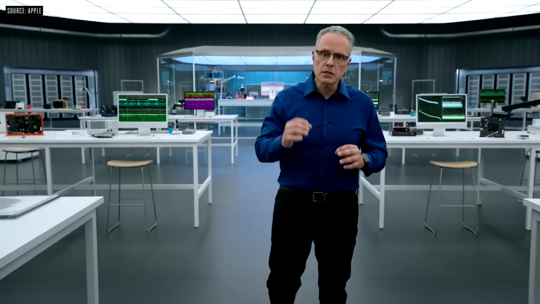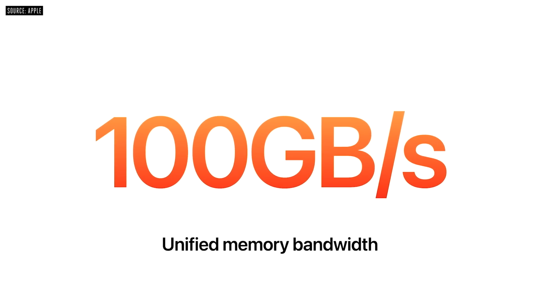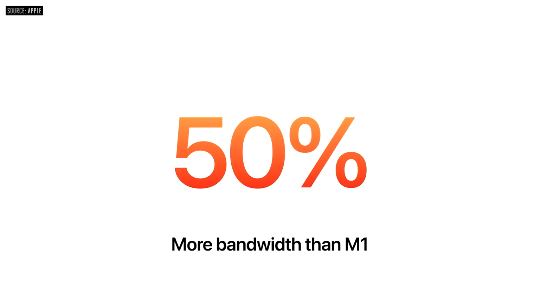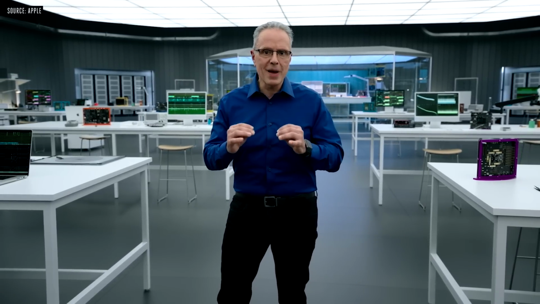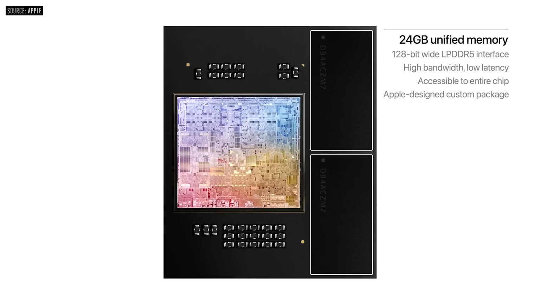We use those transistors to enhance every feature of the chip, starting with the memory controller, which delivers 100 GB per second of unified memory bandwidth, which is 50% more than M1 for even greater performance. And because M1 is so capable, users run all sorts of demanding tasks. So for M2, we've enabled up to 24 GB of unified memory to handle even larger and more complex workloads.